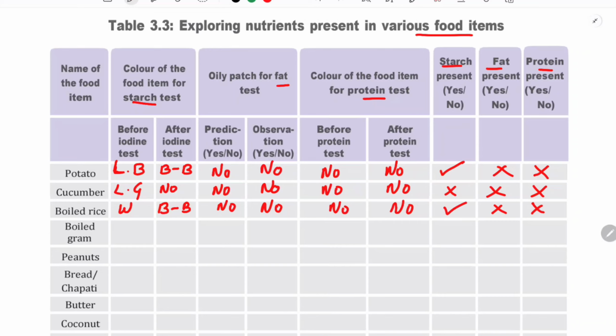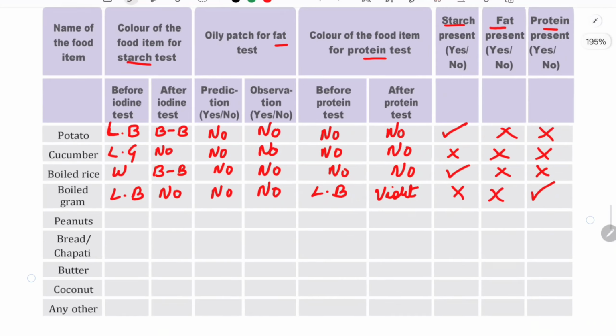Next, boiled gram. Boiled gram means chana, and what is the color? This is also light brown, so I'll just write LB. What about the iodine test? It doesn't contain any starch, so no change. I'll just write no here. And what about the prediction of fats? No, there is no presence of fats here, but there is presence of protein. Here also, before, you have to write light brown. The color is light brown before the test, and after that it will turn violet. So presence of protein is there. You have to cross the starch and fats, and tick the protein. I hope you are getting my point.